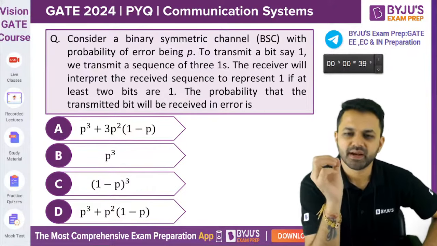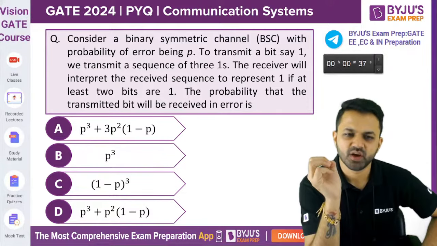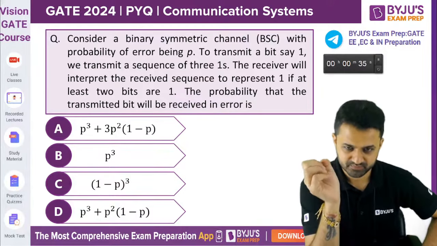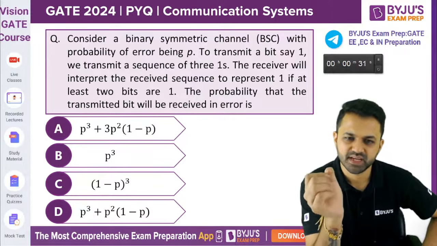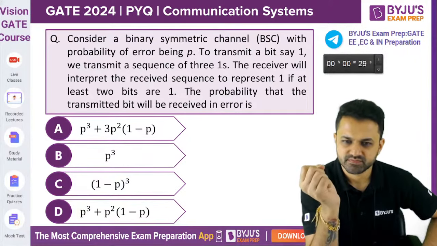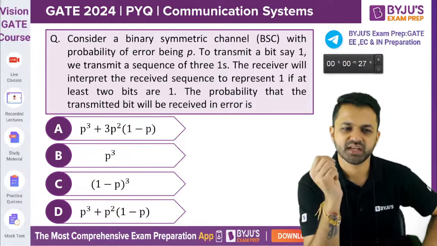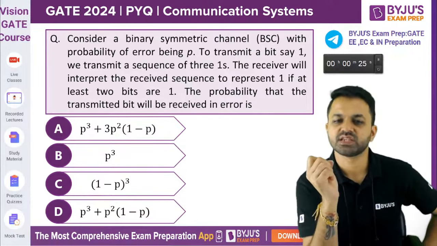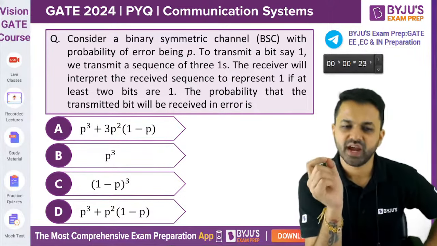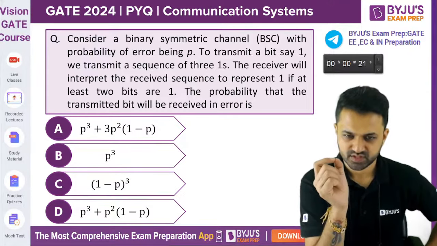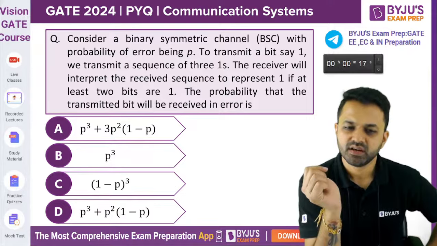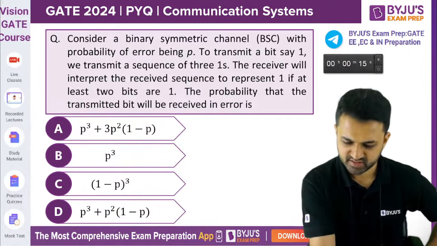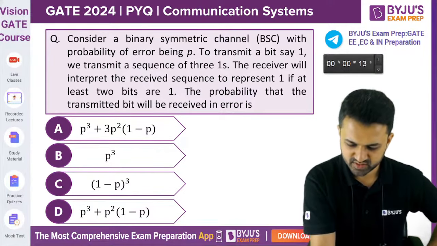Consider a binary symmetric channel with the probability of error being P. To transmit a bit, say 1, we transmit a sequence of 3 ones. The receiver will interpret the received sequence to represent 1 if at least 2 bits are 1. So the probability that the transmitted bit will be received in error is what you need to calculate.